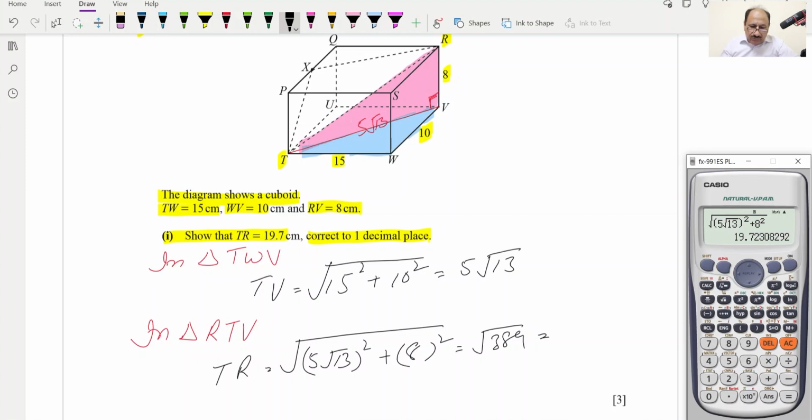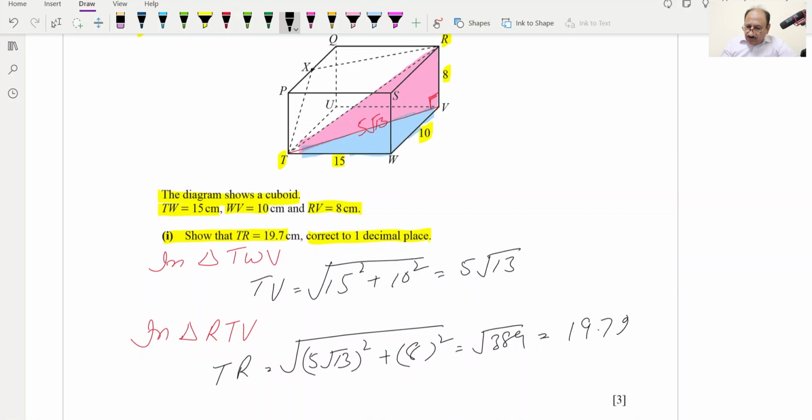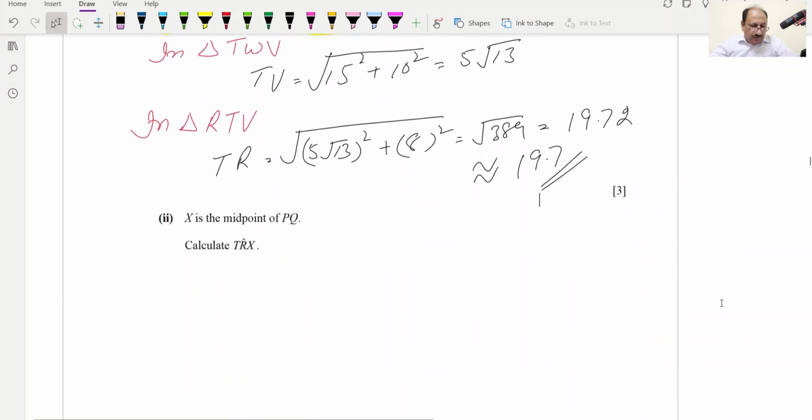19.72, but they are asking for correct to one decimal place. So 19.72 corrected to one decimal place, the answer will be 19.7. This will be our final answer for 3 marks.